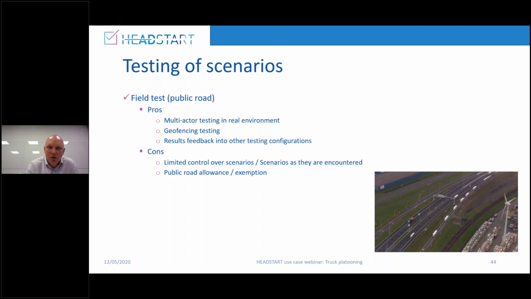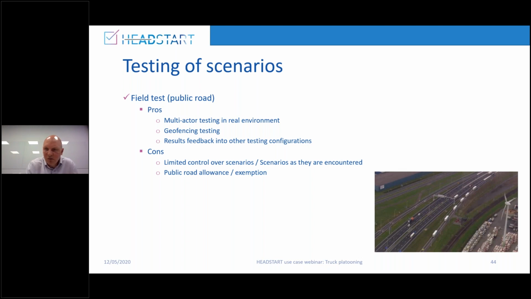And what are the pros? So you can have multiple actor testing in a real environment. So for example, truck platooning, you can test that with multiple trucks, and then with real cars, with real other road users in it. You can do the geofencing testing, but also what you learn there you can use as feedback into the other configurations. That's something that also comes back in the results.